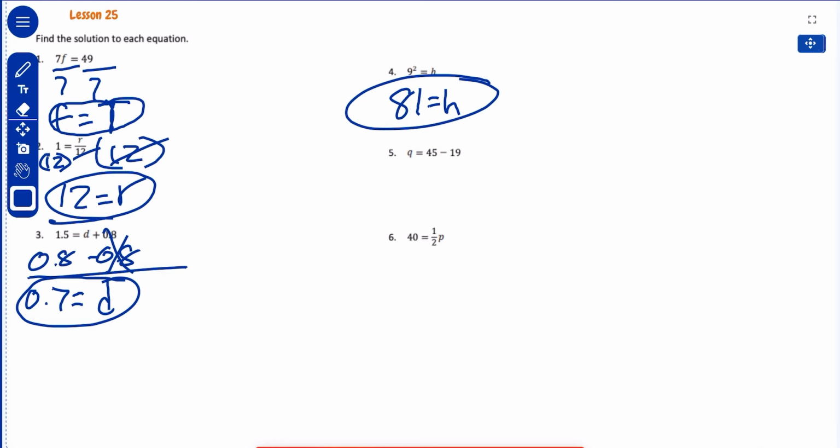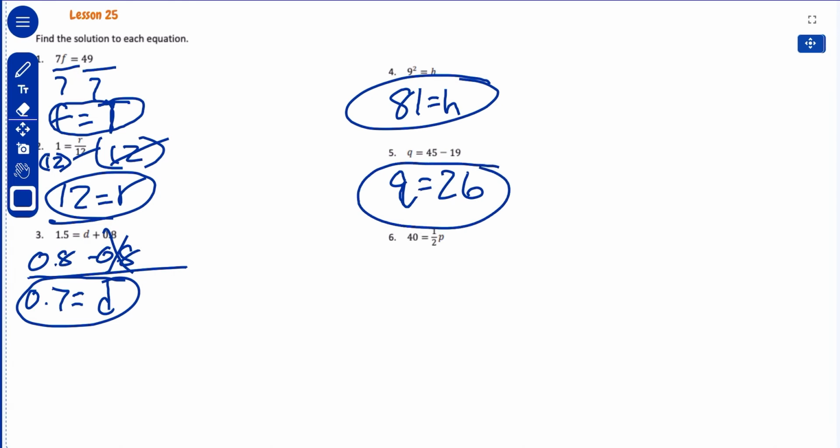Now, Q equals 45 minus 19. Can you do that? Sure. What is it? 26. That is the answer. Number 6 says 40 equals half of P.